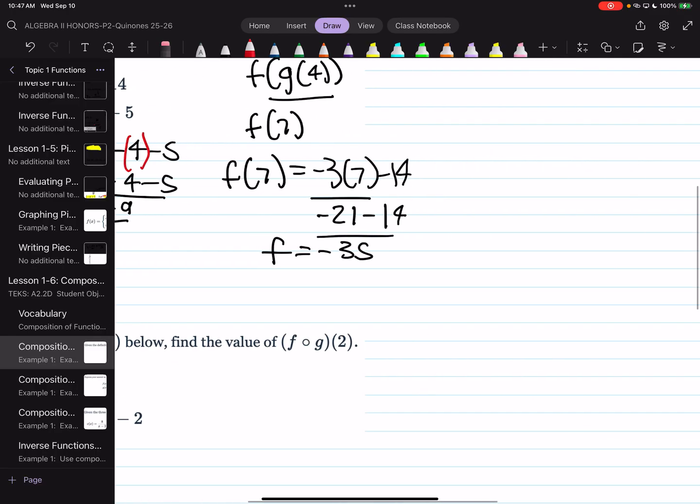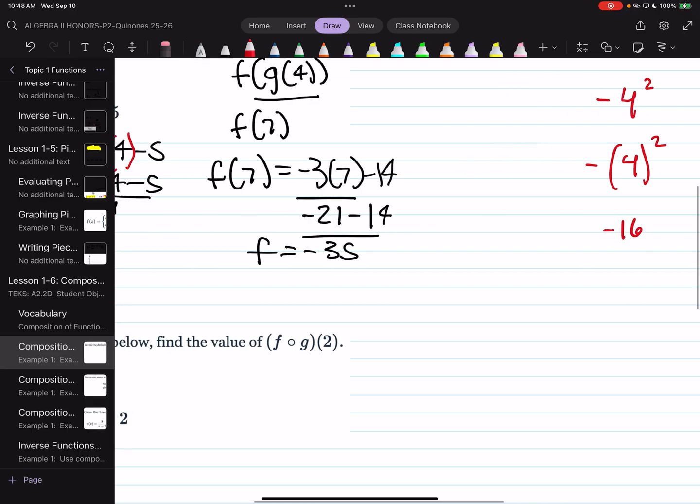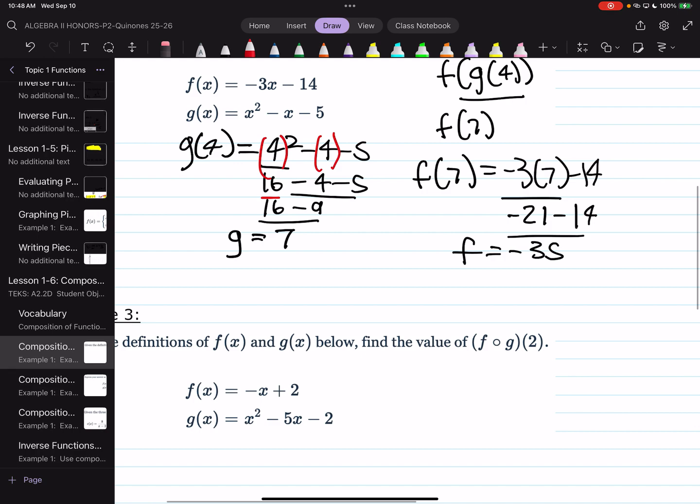for example, if it had been negative 4, some of you would have just done this. And in the calculator, you are not going to get the correct value. Because what this is really doing in the calculator is doing this. It's squaring the 4 first, and then multiplying it by negative 1, which would have given you negative 16 rather than the true value 16. That is my only caution to you, because the rest of this math is spot on.